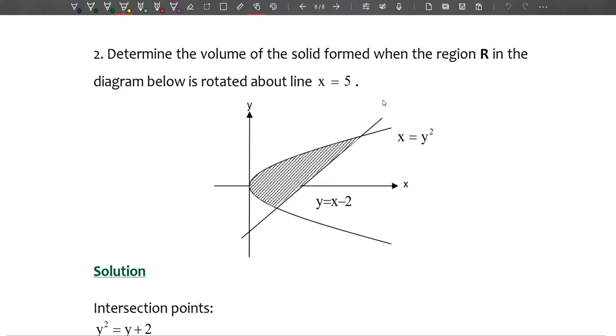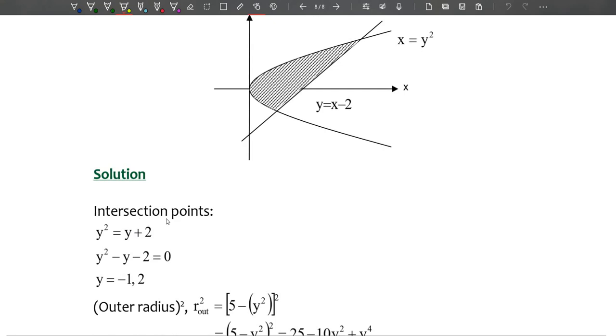Okay, the first thing we want to know: where is the line x equal to 5, right? So what I would suggest you do first is to find the intersection points here. When we find the intersection points, we have y squared equal to y plus 2. Why does this become y plus 2, remember?